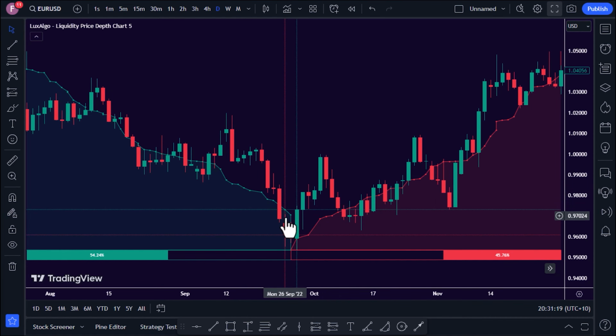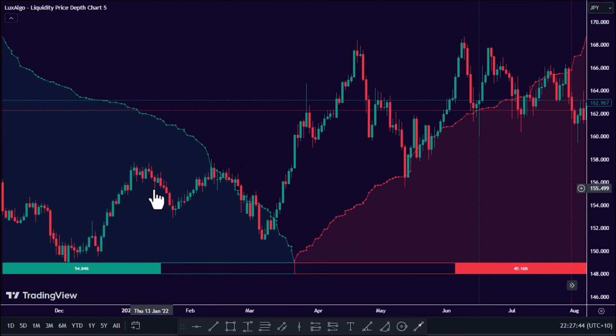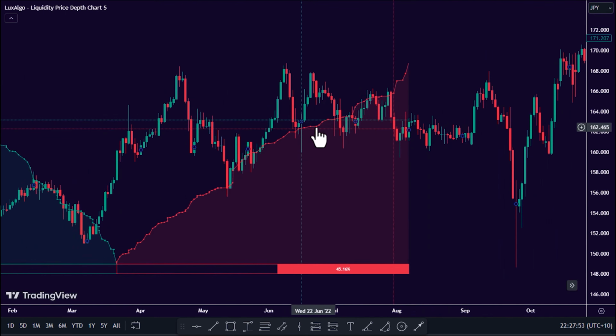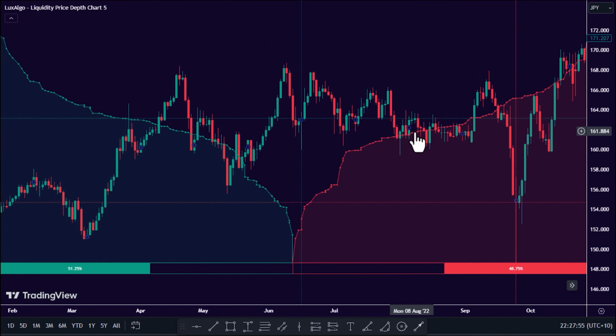At the bottom of each area, a percentage can be visible. This percentage aims to indicate if the traded volume is more often associated with bullish or bearish price variations. This indicator can be used for spotting accumulation and distribution phases in the market. The Liquidity Price Depth Chart helps us identify areas of accumulation and distribution. When liquidity is concentrated at a specific level, it suggests a potential turning point or strong support resistance.